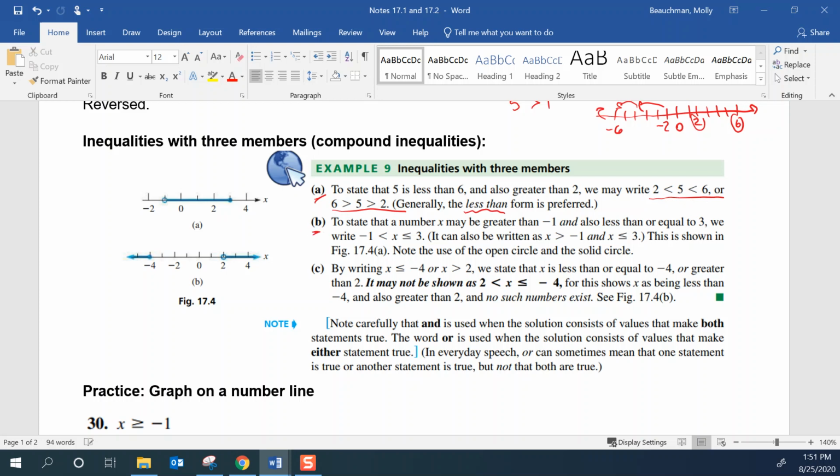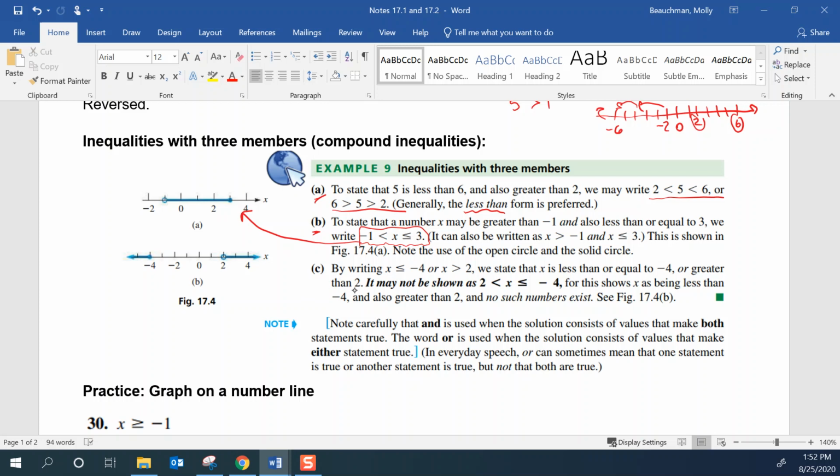B: to state that a number x may be greater than -1 and also less than or equal to 3, we write -1 is less than x is less than or equal to 3. That's a compound inequality. It can also be written as 2 inequalities, x is greater than -1 and x is less than or equal to 3, and this is shown in the graph. If you graph a compound inequality with an and, it's all the numbers that satisfy both: x can be greater than -1 and less than or equal to 3 all at the same time.